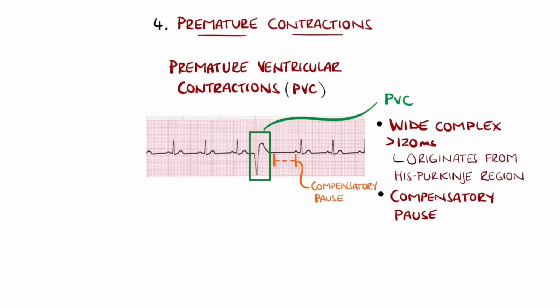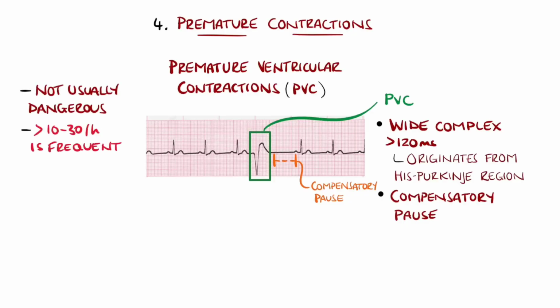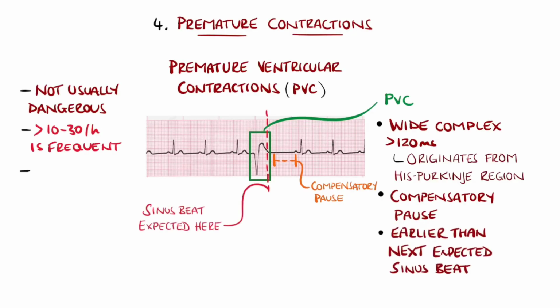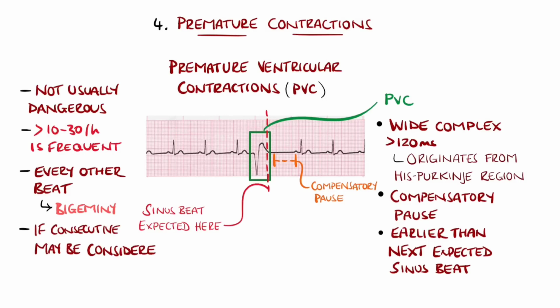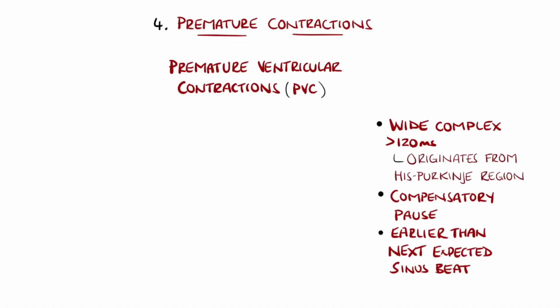Although they can be felt as palpitations, they are rarely dangerous alone, unless they are frequent, defined as over 10 to 30 per hour. If happening every other beat, they are described as bigeminy, while having a sequence of PVCs one after the other may be described as ventricular tachycardia, which we'll cover later on.